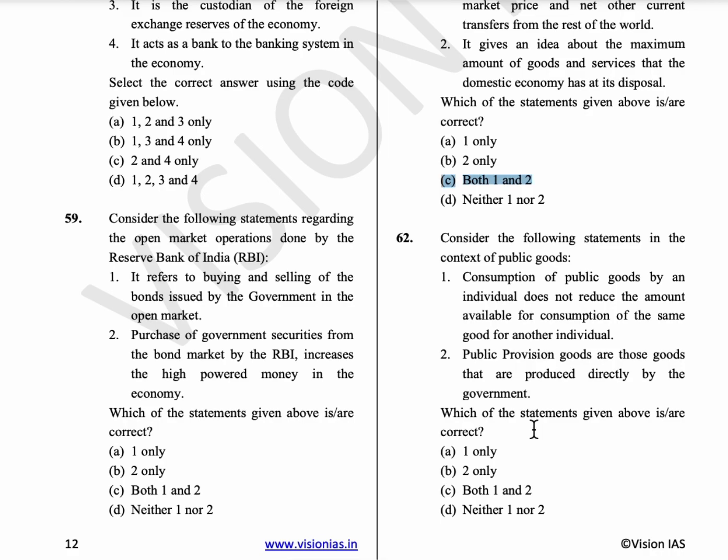Okay, public provision goods are those goods that are financed through the budget. Okay, and here we also have public goods. Public goods may be produced or may not be produced by the government. Okay, so only first statement is correct. Option A.